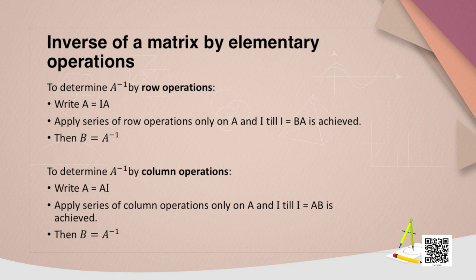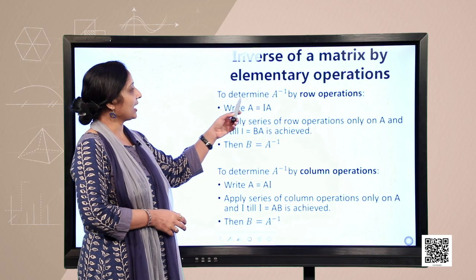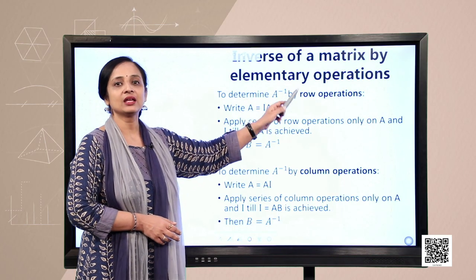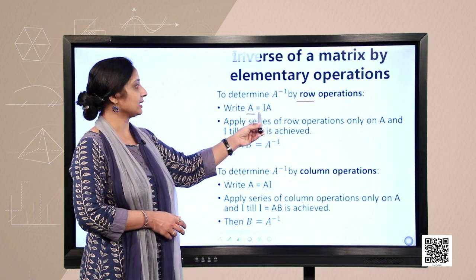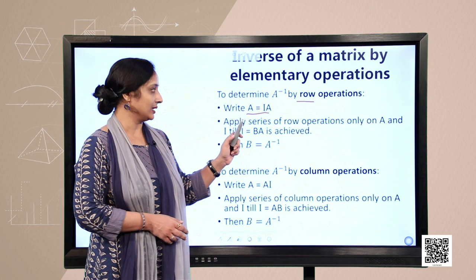So, inverse of a matrix by elementary operations. What should be the steps to be used? If we have to determine A inverse by row operations, then you start by writing A is equal to IA.